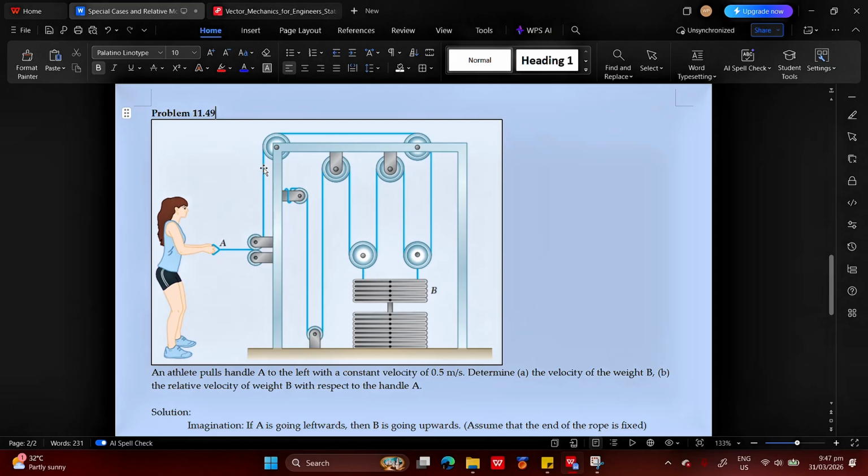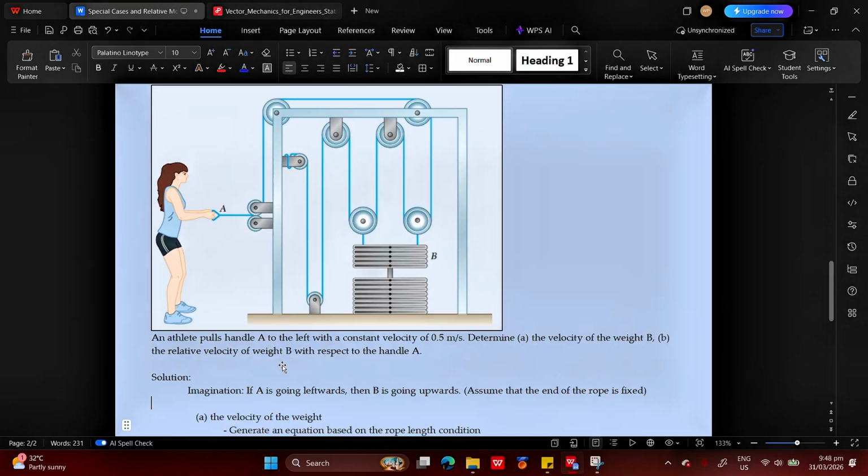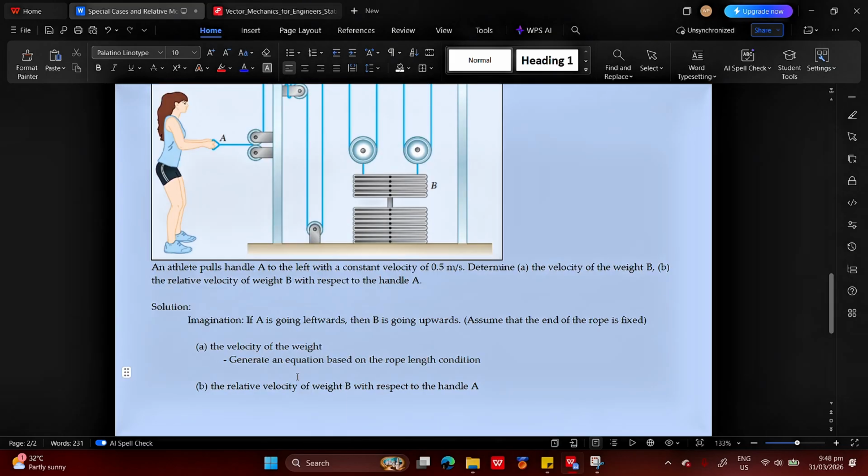If they are moving, this length here is useless. This length here is still useless because it's still the same. This one too, at the end point, is still the same. It would never change. Only this one is changing, because B is going upward while A is going leftward. So how do I generate it?